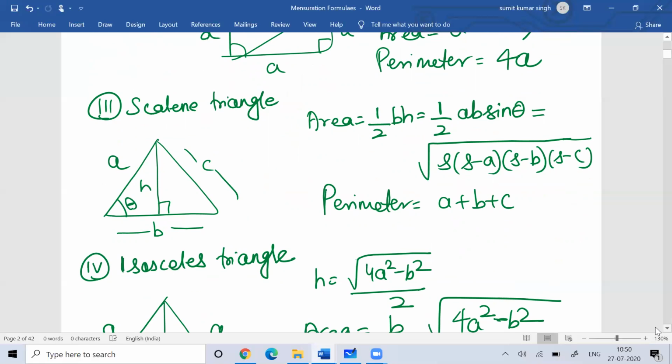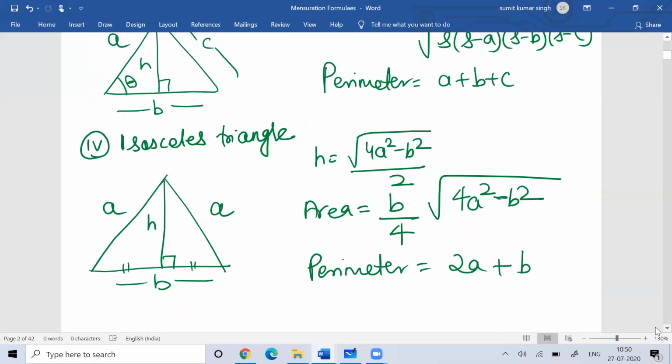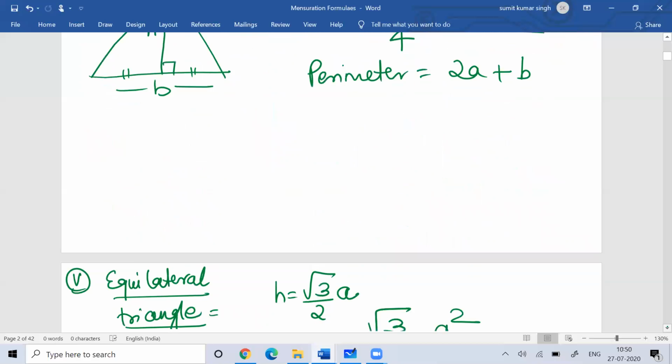Then I can talk about an isosceles triangle, where two sides are equal. If two sides are equal, then the angles would also be equal. Then through the Pythagoras theorem, you can find the value of h. Fine. And this is the area of an isosceles triangle. It is actually half into base into height only, so in place of height, if I put it here, I'll get this formula. Perimeter, you understand, is the sum of all sides.